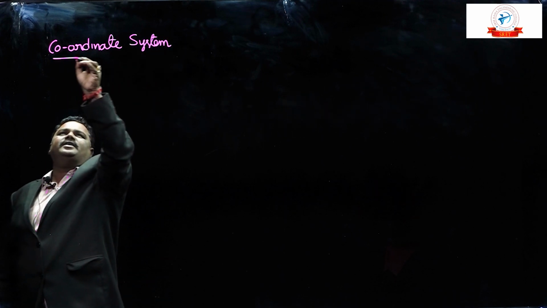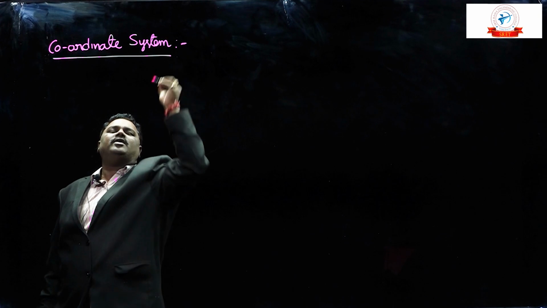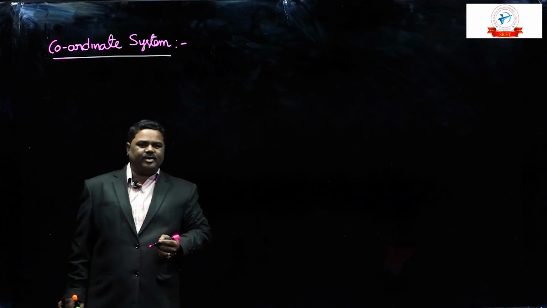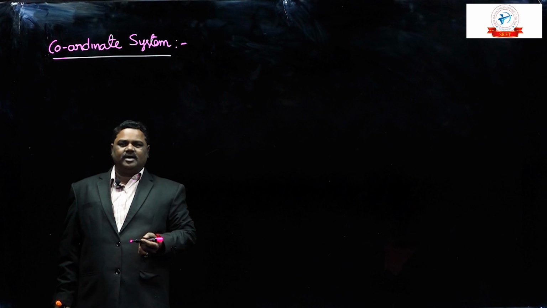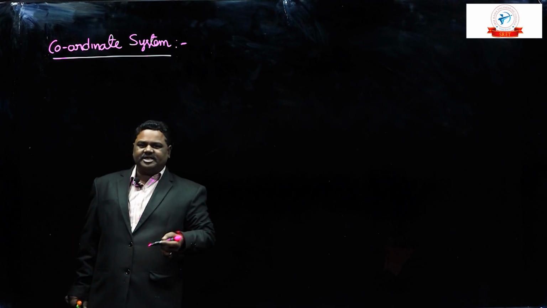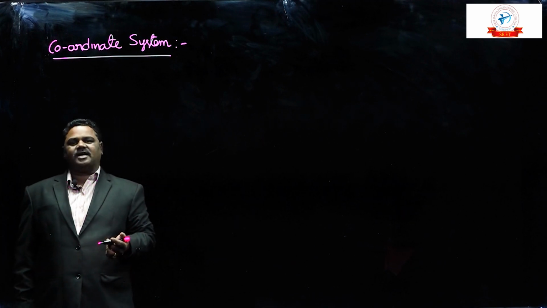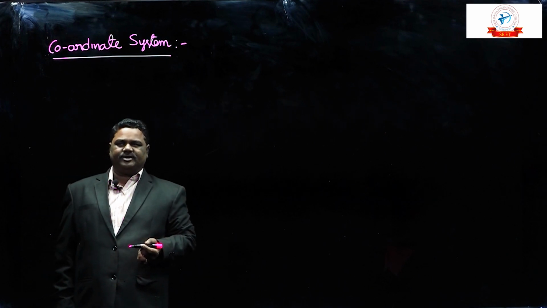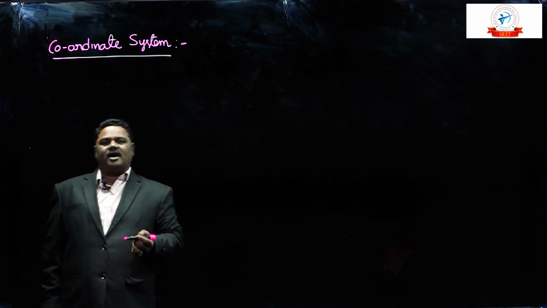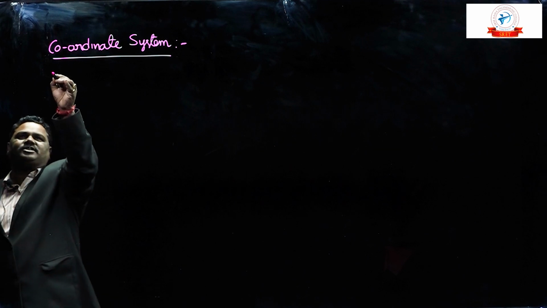In the coordinate system, we are going to study three kinds of coordinate systems. One is the Cartesian coordinate system or rectangular coordinate system. The next one is the cylindrical coordinate system or circular coordinate system. And the third one is the spherical coordinate system. So, let us start with the Cartesian coordinate system.